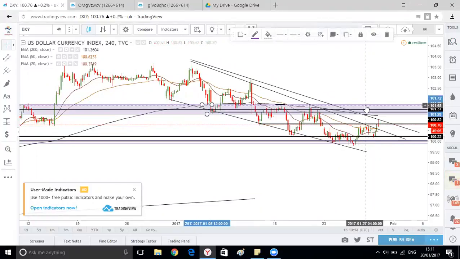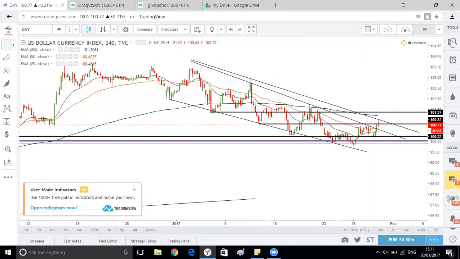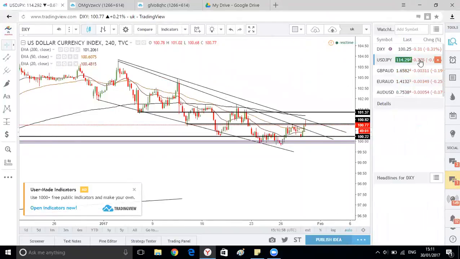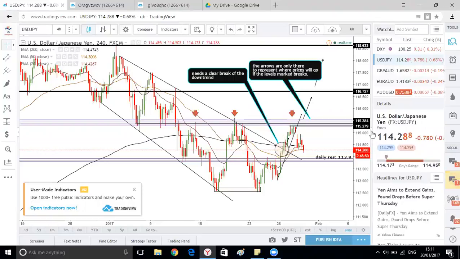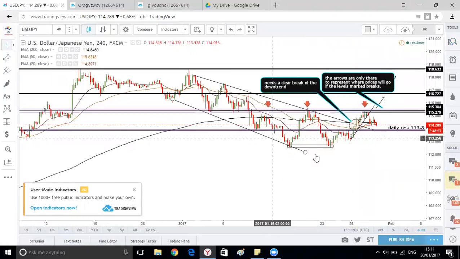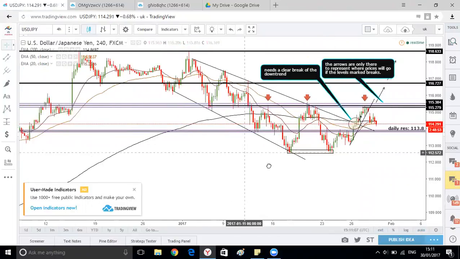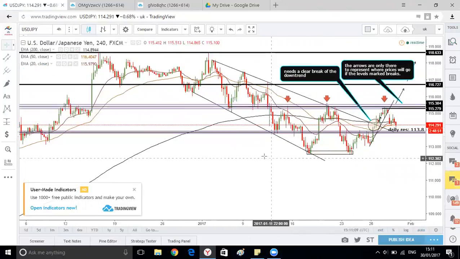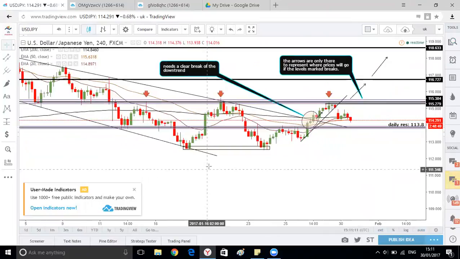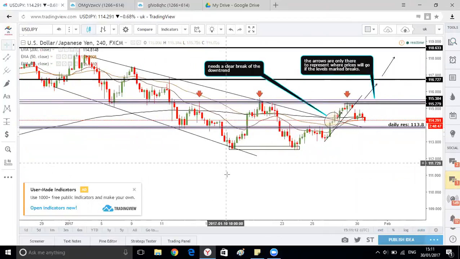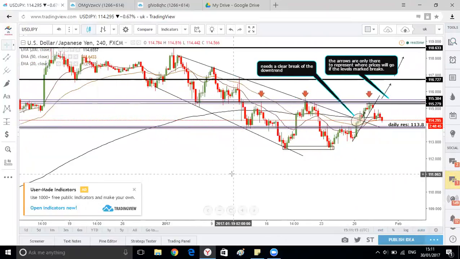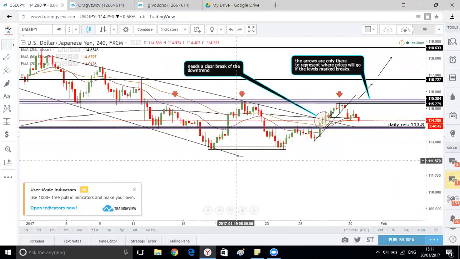Okay, now going on to our next pair, we're going to see USD/JPY. Now we did enter this trade, I think it was two times last week. Our first trade was a short. I think some of you went short, even I did myself. And this is where we entered for a short right here.